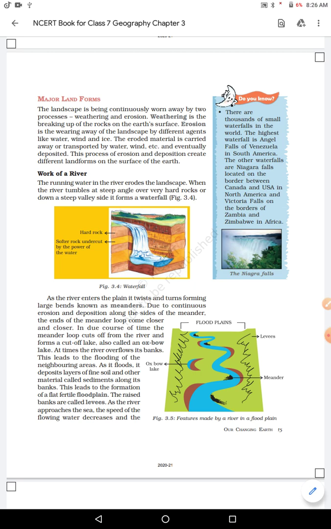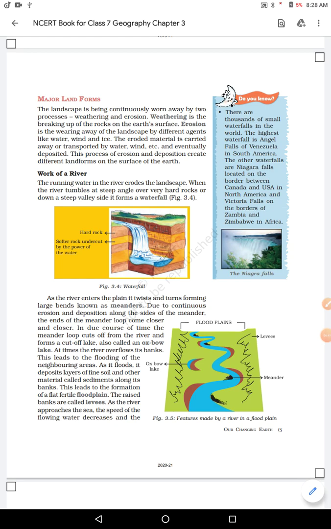Due to the continuous erosion and deposition along the sides of the meander, the process of erosion and deposition continuously occurs at one place or another place. Due to the continuous erosion and deposition along the sides of the meanders, the ends of the meander loop come closer and closer.